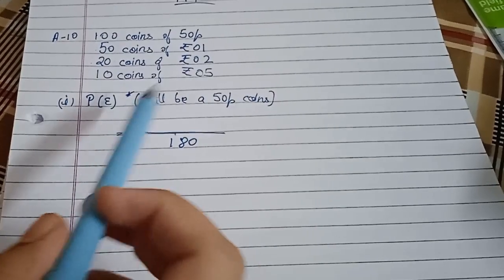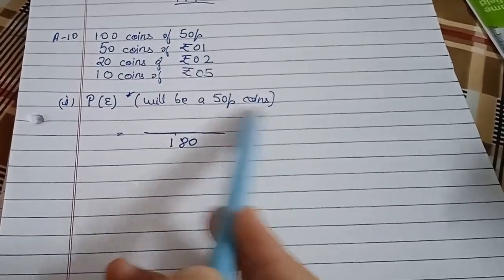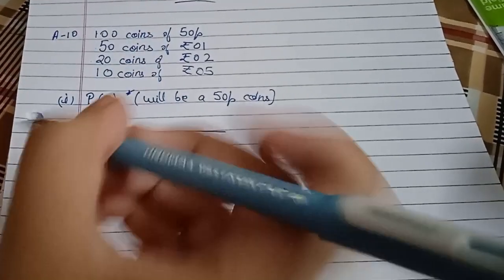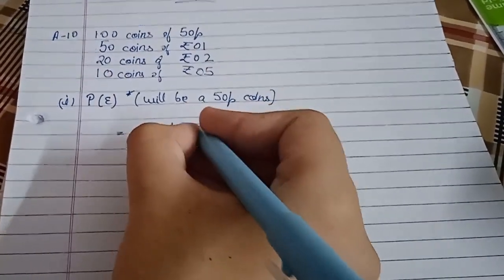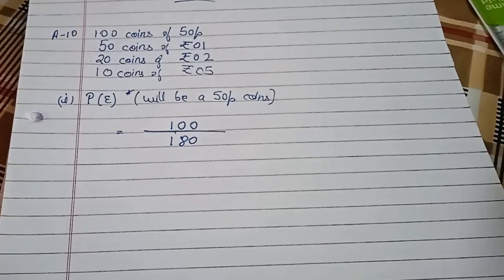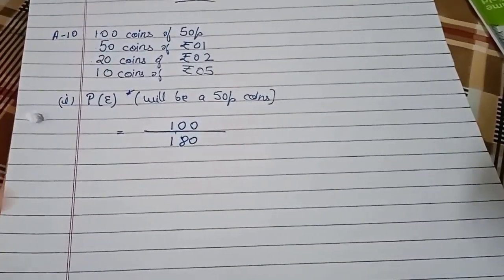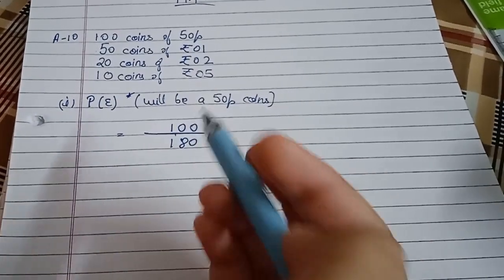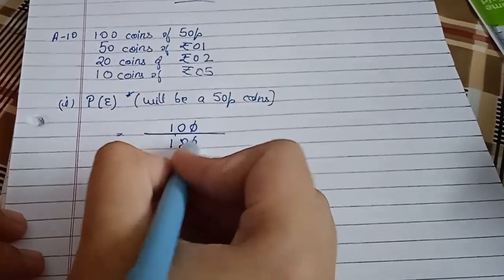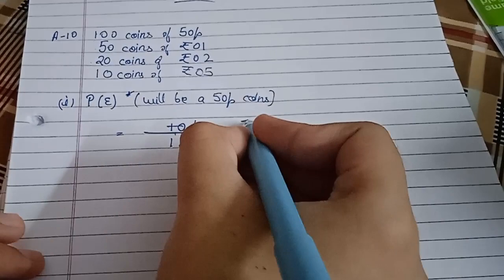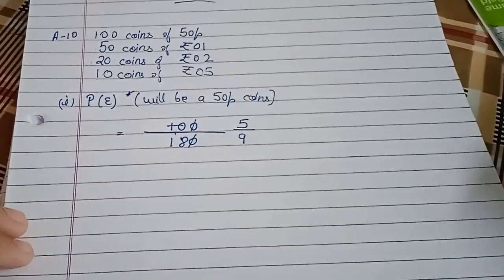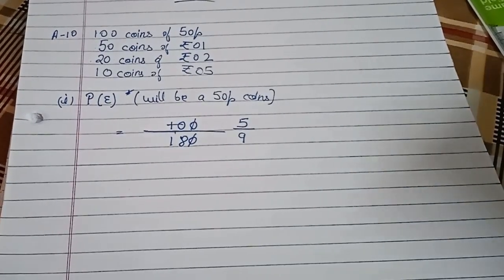Now, the probability of getting a 50 paisa coin. So, how many coins do we have of 50 paisa? That is 100 coins. So, the total number of favorable outcomes is 100 and the total number of outcomes is 180. Now, you can see we can cut it to the simplest form. So, let us do that. 2 5 2 9. So, this is your answer for the first part.